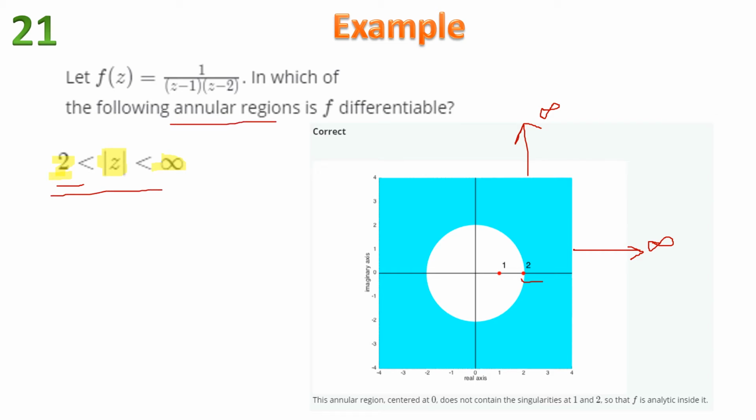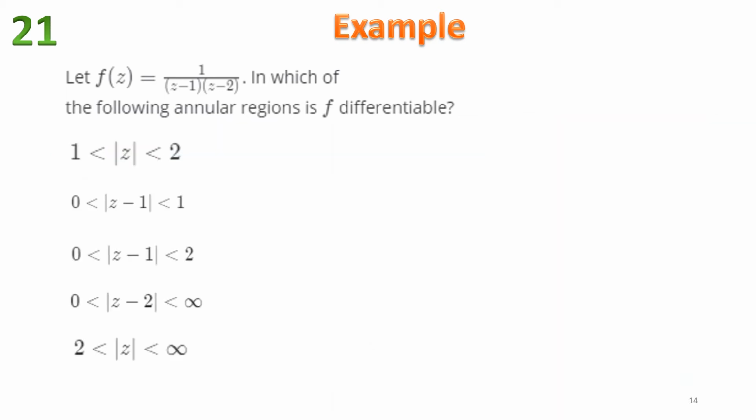region defined here. Therefore, the function is analytic inside, and as it is analytic, we can conclude that this is differentiable. So as I remember, we can conclude that this is a differentiable zone, this is also a differentiable zone, and the last one was a differentiable zone. And here this is not and this is not differentiable.